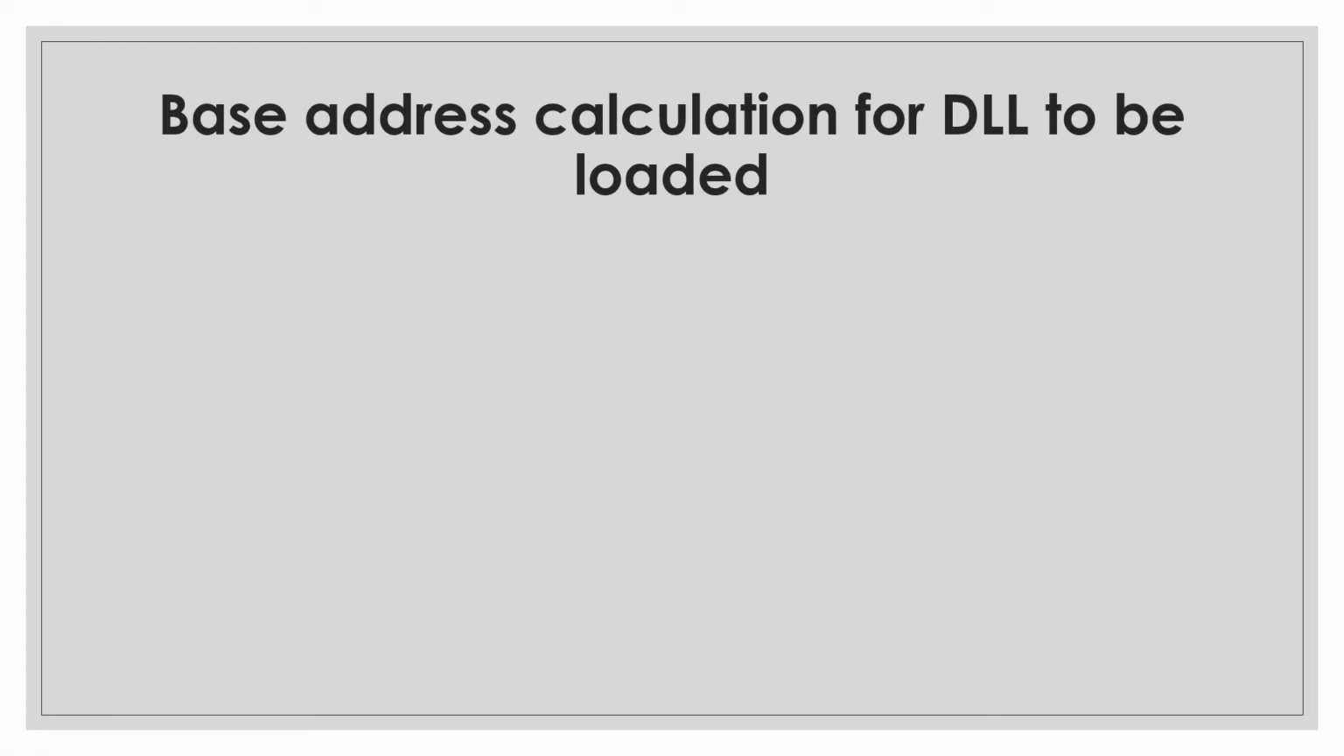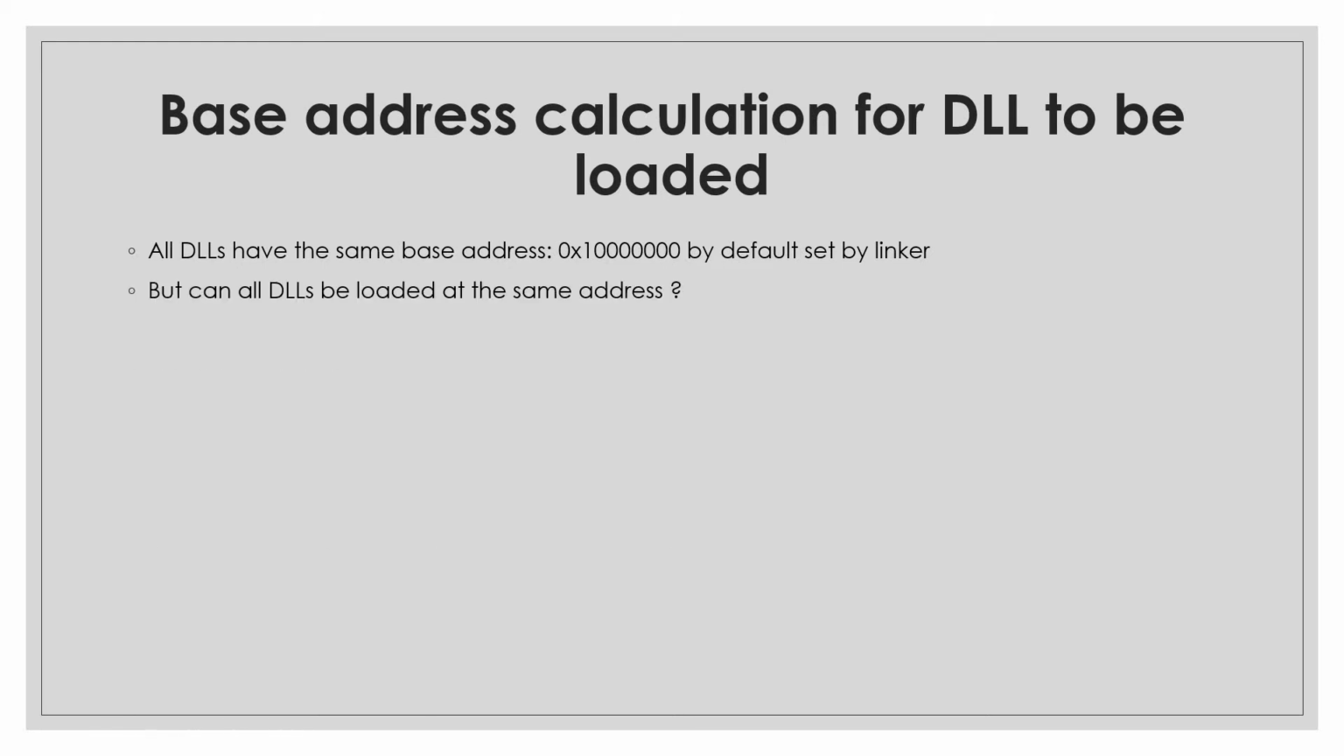Now, let's see how the base address calculation for a DLL to be loaded is done. We know that all DLLs have the same base address, 0x10000000, which is set by default by the linker. But can all the DLLs be loaded at the same address? The answer is no. The reason is very obvious: no two images can be loaded at the same location in memory.